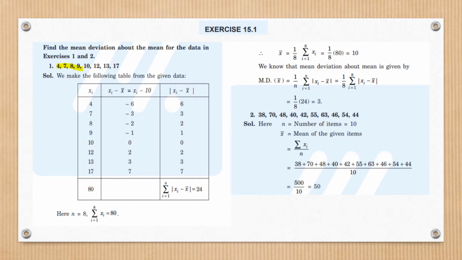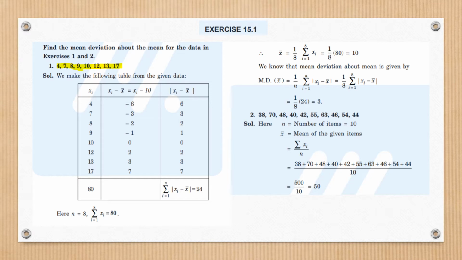This data given here is clearly ungrouped data, right? So how to calculate its mean deviation about mean? Frame a table. One column is of xi. Xi means all these given observations, they are xi's, right?